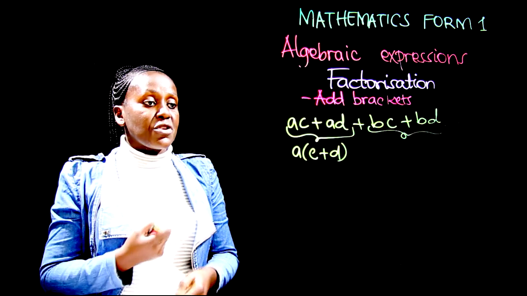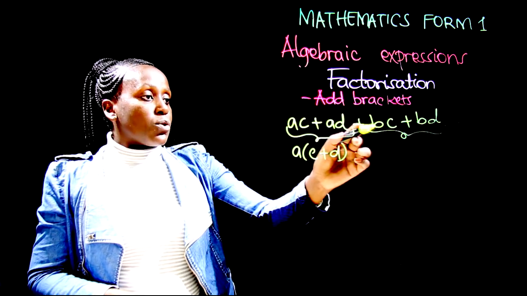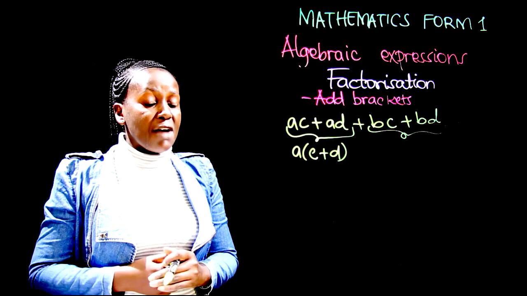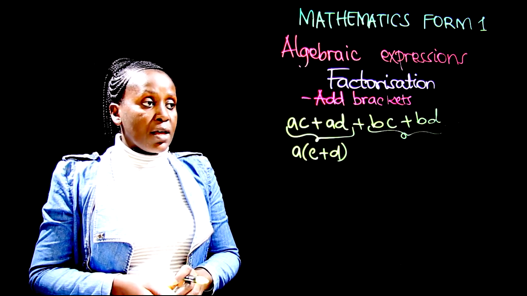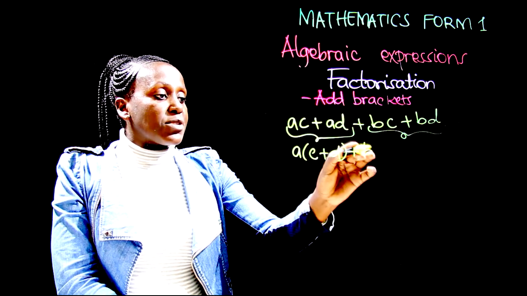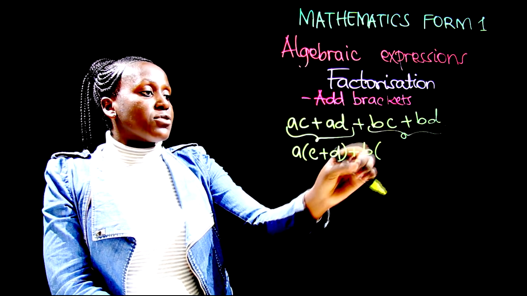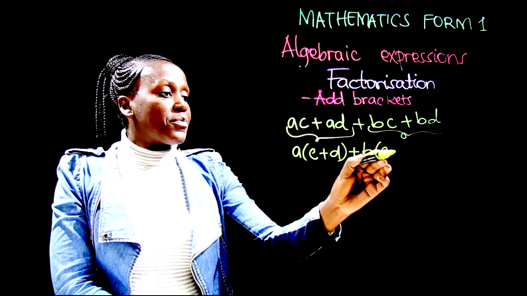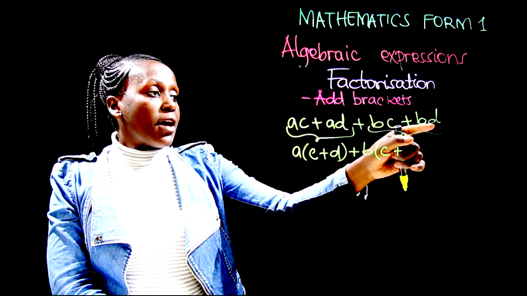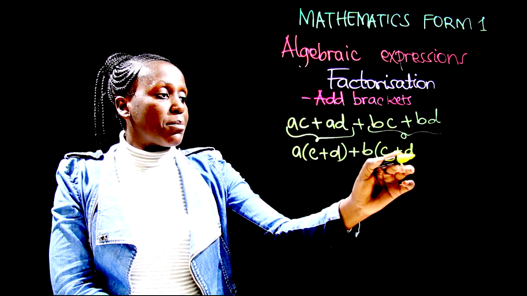So you should be able to reverse that process. Next, we are going to look at these two. Do we have a letter that is common? Now B is common. So we are going to factor it outside the bracket. So after taking B out, here we remain with C. And then here, after taking B outside, we remain with D inside the bracket.